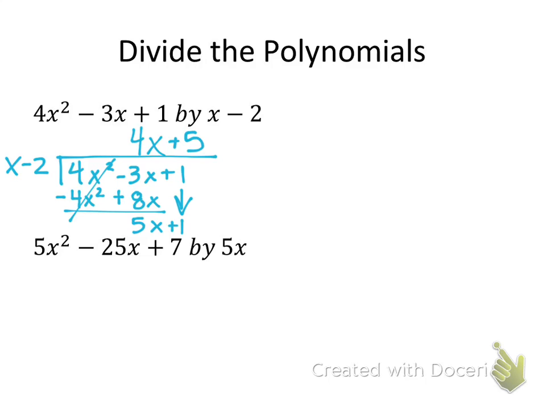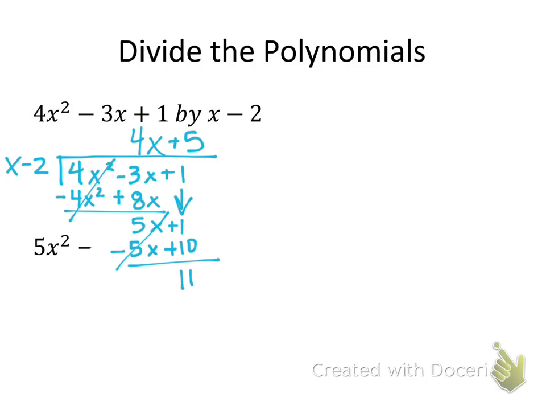So I'm going to erase some of this quickly so that we have room. So I get 5 times x is 5x. And then 5 times negative 2 is negative 10. Again, don't forget I've got to multiply that 5 by everything. I change my signs, make this a negative 5 and this a positive 10, and they cancel out. 1 plus 10 is 11.